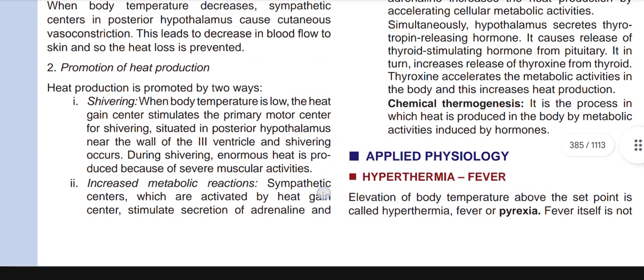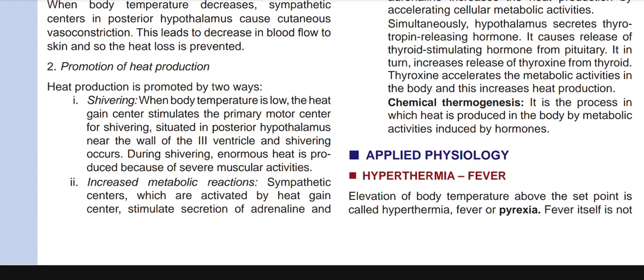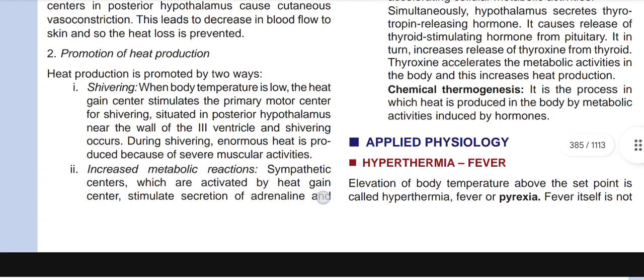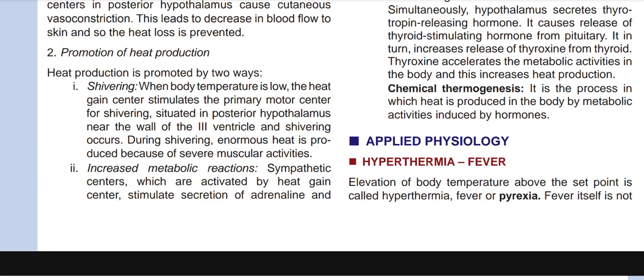Now, promotion of heat production. Heat production is promoted in two ways. One is shivering and one is increased metabolic reaction. When the body temperature is low, the heat gain center stimulates the primary motor center for shivering, situated in the posterior hypothalamus near the wall of the third ventricle, and shivering occurs. So, by which mechanism does shivering occur? When the body temperature is low, the heat gain center stimulates the primary motor center for shivering, and shivering occurs. During shivering, enormous heat is produced because of the severe muscle activities.